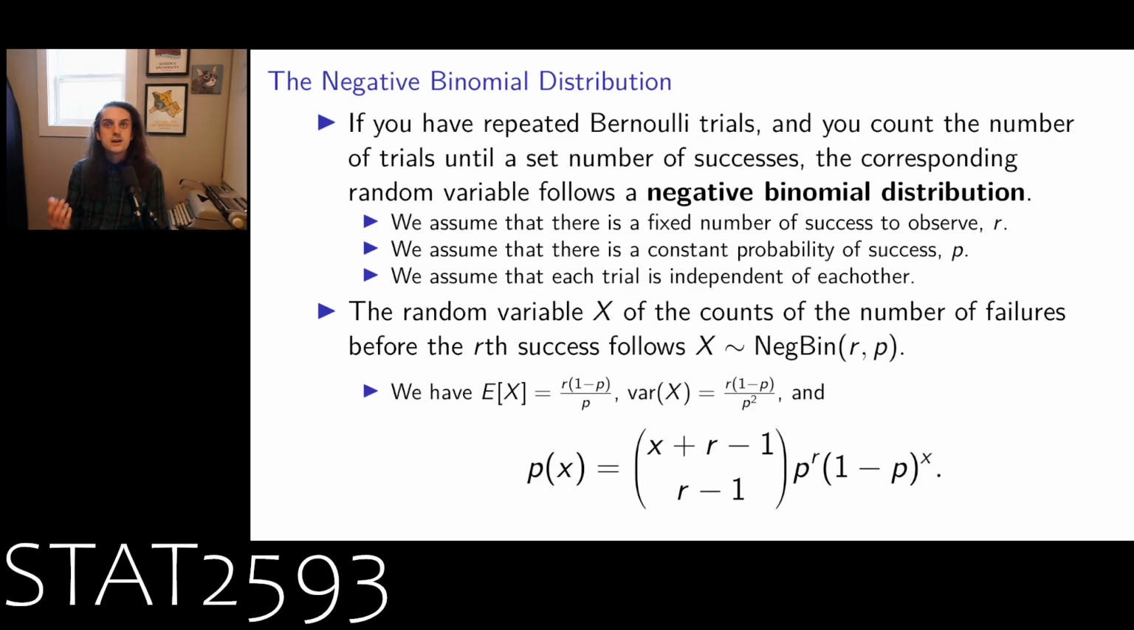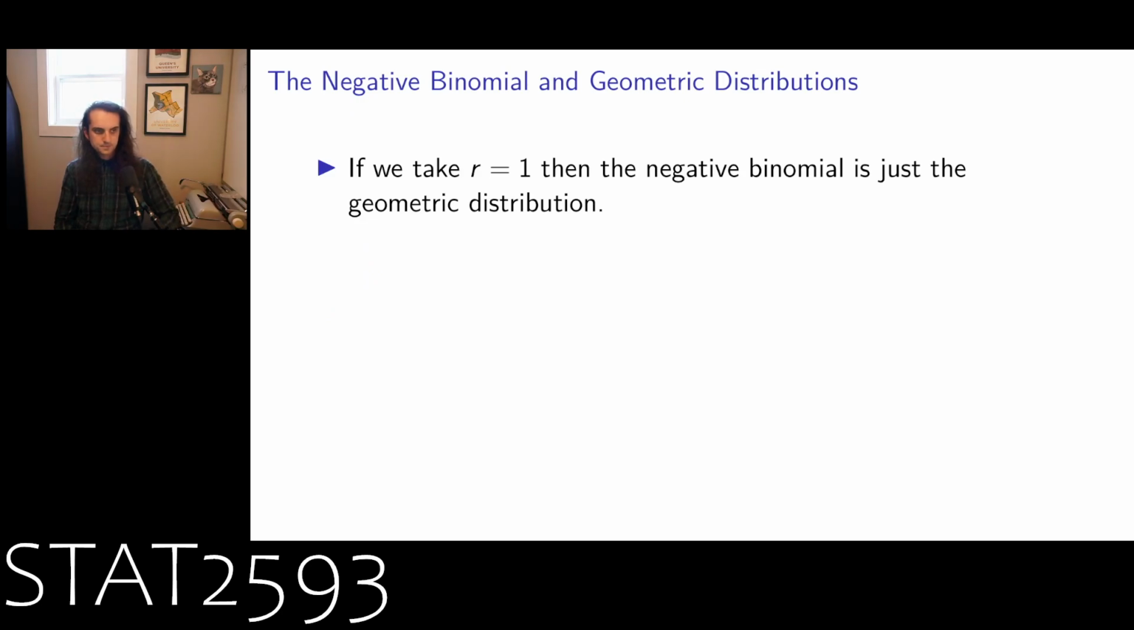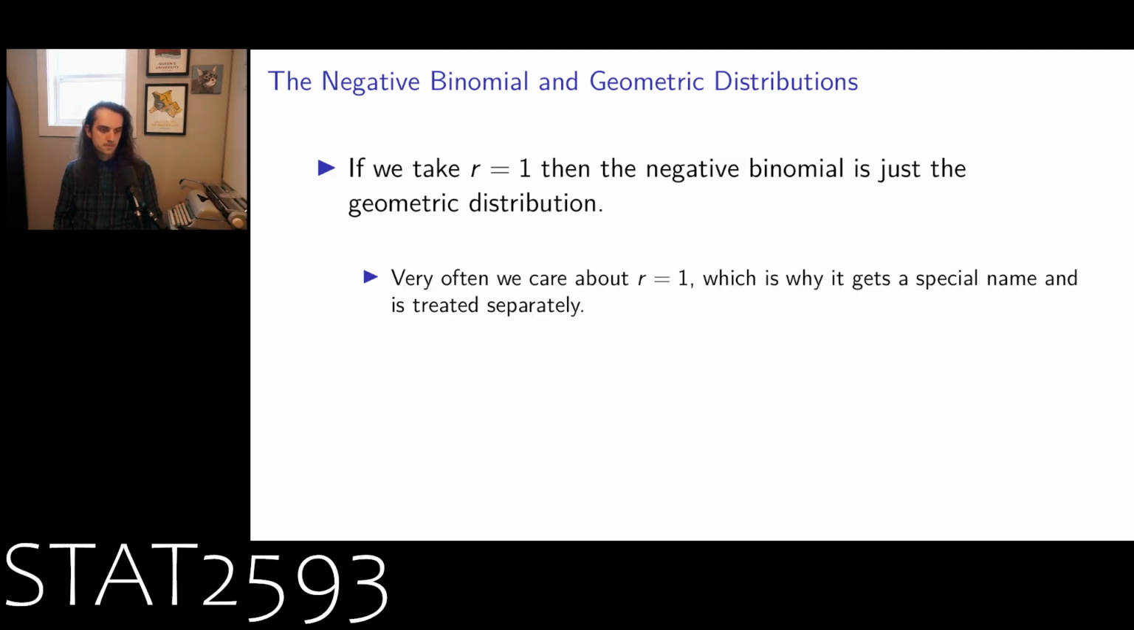So we can think about this as, I'm going to start flipping a coin, and I'm going to keep flipping the coin until I get 10 heads. And then if we want to know how many times I ended up having to flip the coin in total, or how many tails I saw during that period of time, that's going to be captured by the negative binomial distribution. If you set r equals 1, this is just the geometric distribution. So counting till the first success, that's exactly how we defined the geometric distribution.